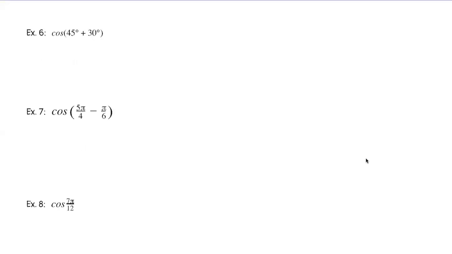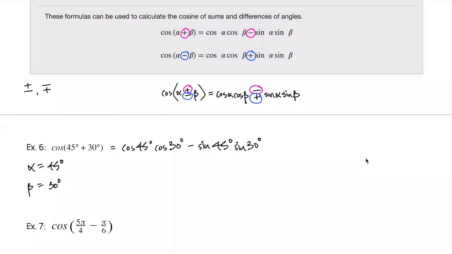So let's go ahead and get started with 6 and 7, right? In 6, we've got our alpha is 45 and our beta is 30, okay? And so when I write out my formula for cosine, I have cosine 45 cosine 30 minus sine 45 sine 30. Okay, so all I did was grab those formulas from above, the plus one specifically, the one with the pink circles, and I use that formula on the other side.